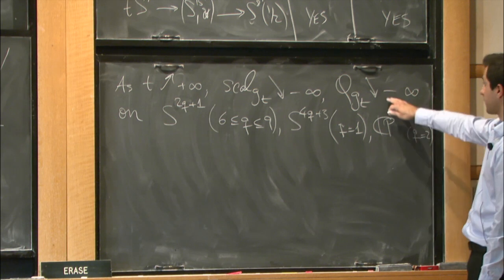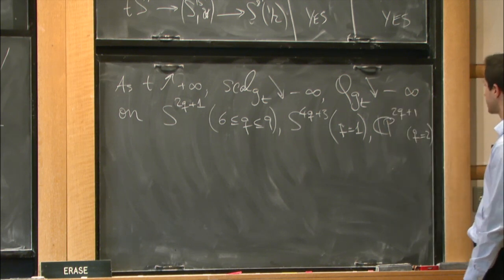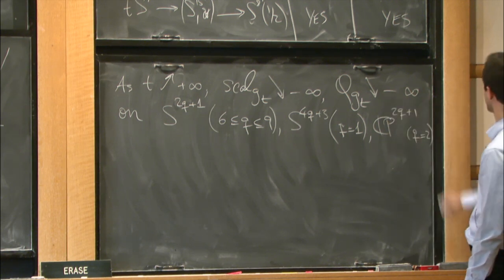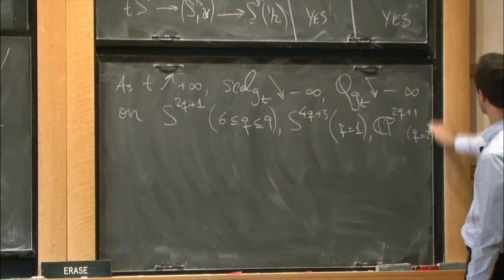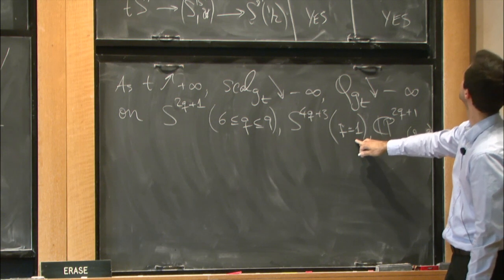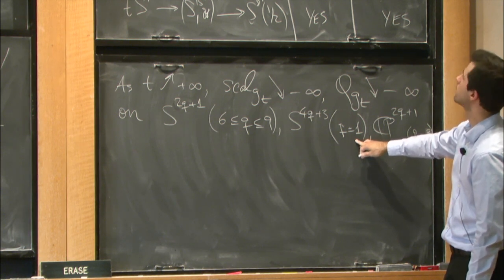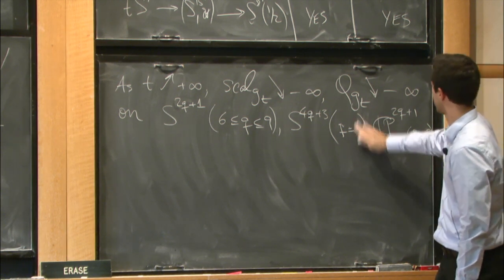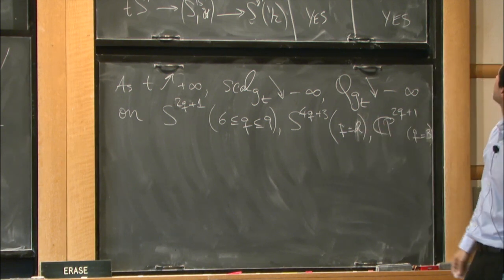These metrics develop negative scalar curvature and negative Q-curvature. Sorry, this should be the same number as that. This should be a 3, I'm sorry. So this is 4Q plus 3, so that should be a 2. Sorry, I shifted by 1 somehow.